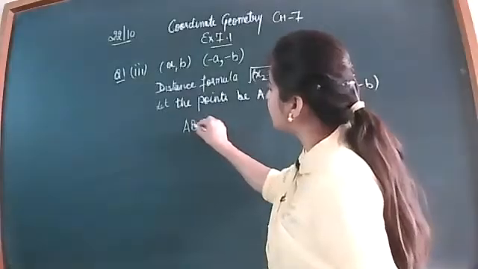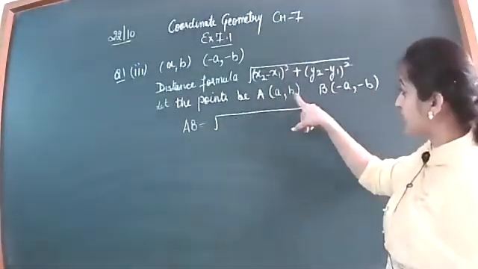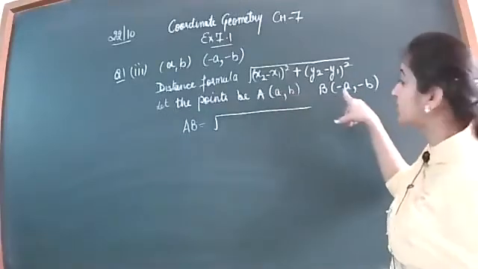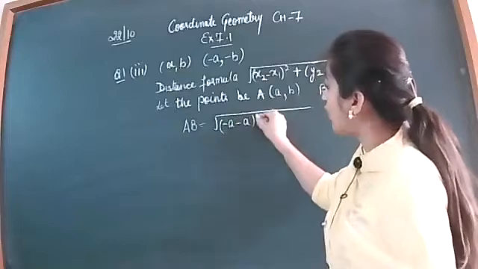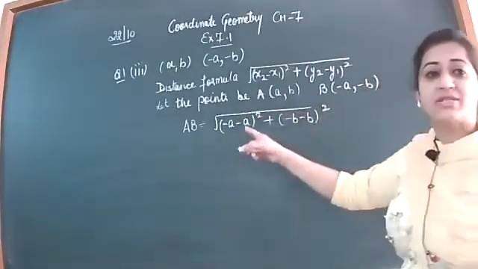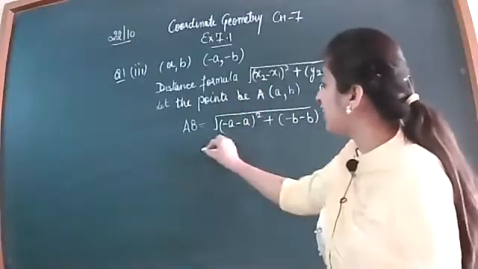So the distance between AB is given by, this is your x1, y1, this is your x2, y2. So let's find the distance between these 2 points. This is minus b whole square. I have just simply substituted the values in this formula. So let's find the answer.